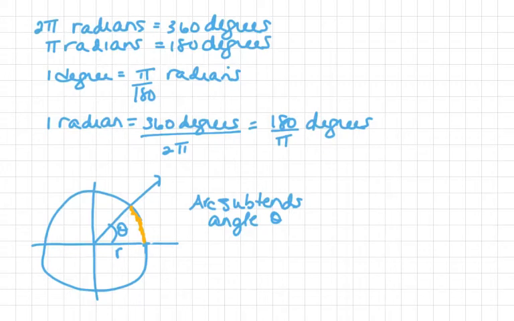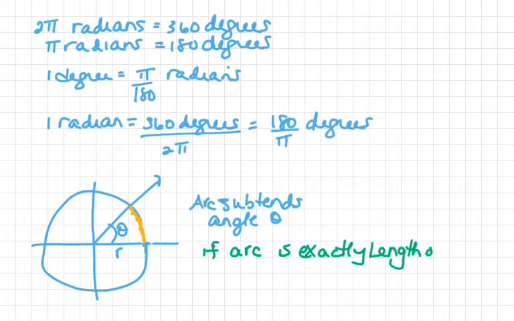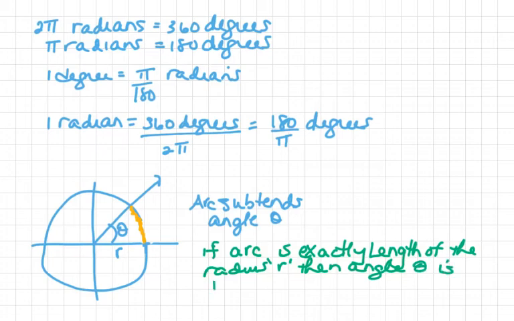We know that 1 revolution around the circle is 2 pi radians. So if the arc that's subtended by the angle theta is exactly the length of the radius r, then the angle theta is 1 radian in measure.